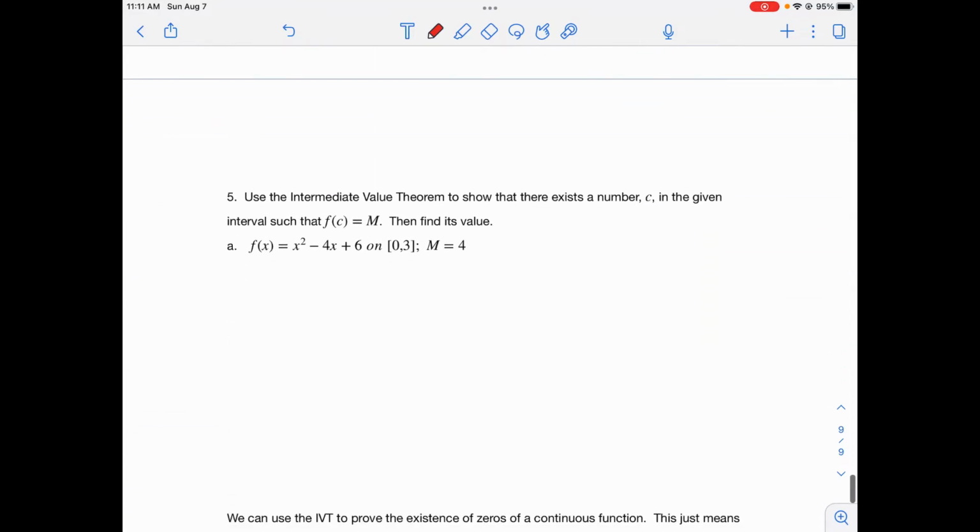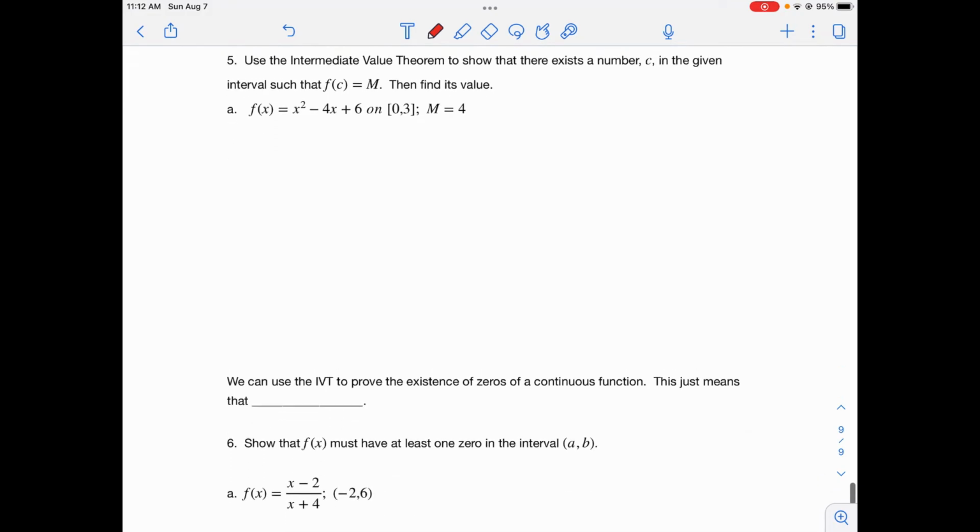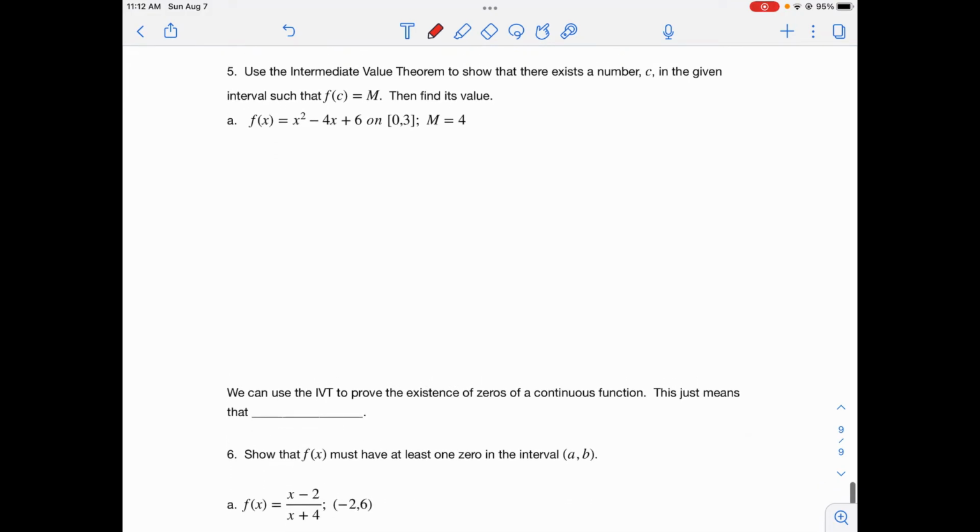All right, so let me show you how this would work. There are two types of ways this will set up. Examples 5 and 6 will show this. So example 5. Use the intermediate value theorem to show that there exists a number c in the given interval such that f of c equals m, then find the value of c.